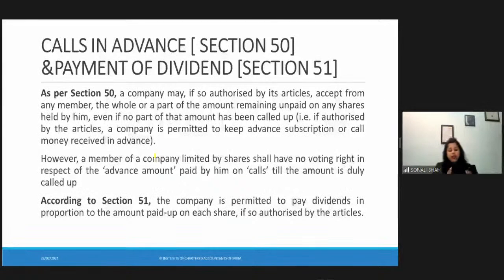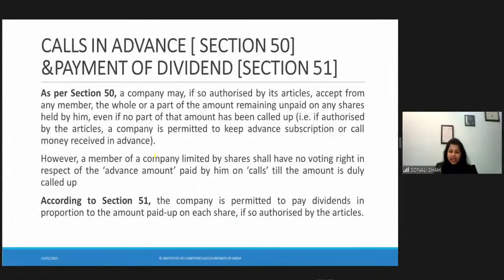That is, supposedly there are timelines. So when the company issues the prospectus, it tells you how much amount has to be paid at the application, how much amount will be paid at the first call, and what will be the amount for the second call. This is already defined. So where a person makes an advance payment on the call on shares, what will be the situation? That is provided in section 50 of the Act, right?